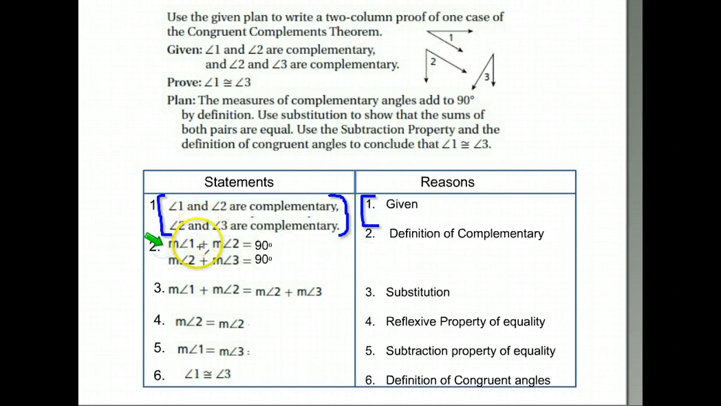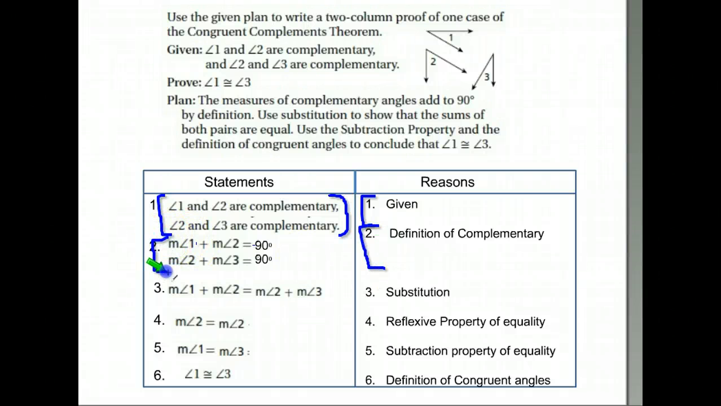As we go to step 2, we're following their plan. They said, well, what does complementary mean? It means they add to be 90 degrees. So angle 1 plus angle 2 was 90, and angle 2 plus angle 3 was 90, because angle 1 and angle 2 are complementary. That gives us this. Angle 2 and angle 3 are complementary. That gives us this. What is our reason? Why can we say that? Our reason is the definition of complementary. The definition of complementary is that the two angles add to equal 90.